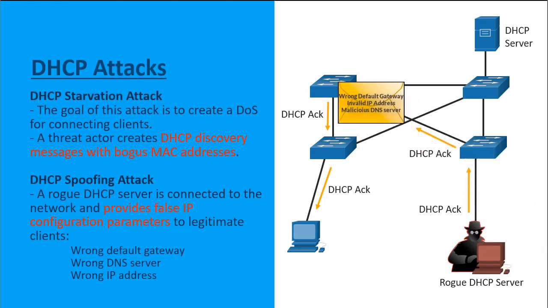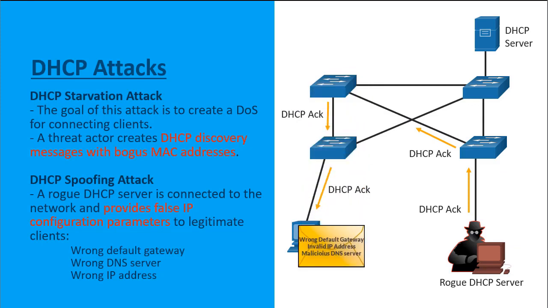providing wrong default gateway info, incorrect DNS servers, as well as even wrong IP addresses for the clients to use. Effectively, your legitimate clients cannot communicate on the network. So we have to prevent this by using safeguards and implementations for security.